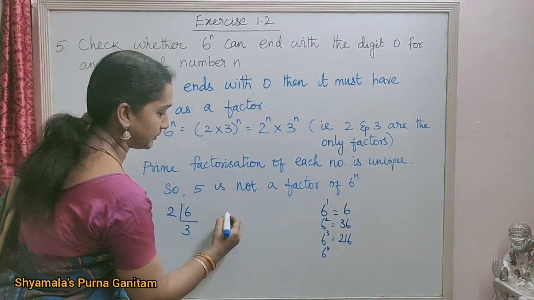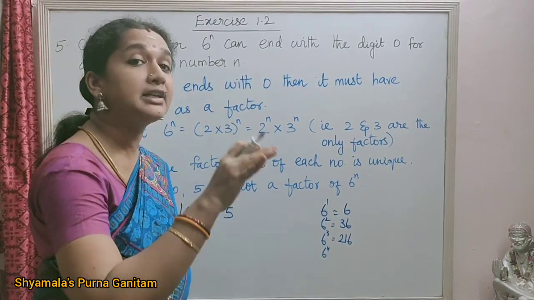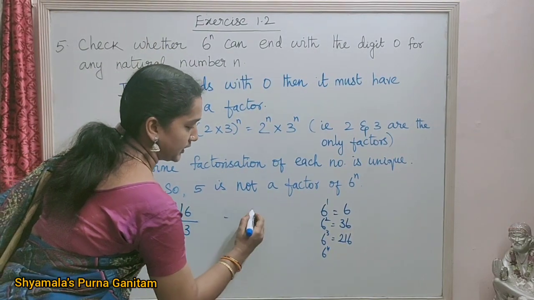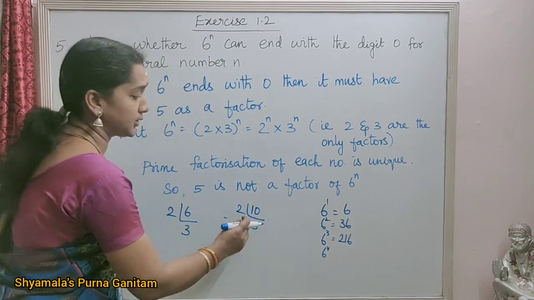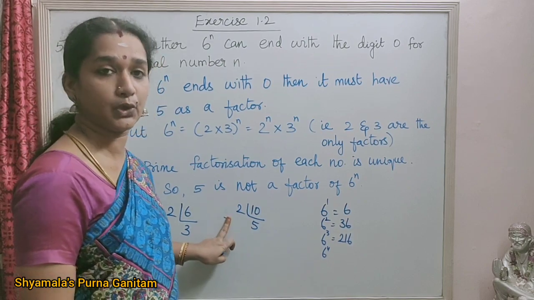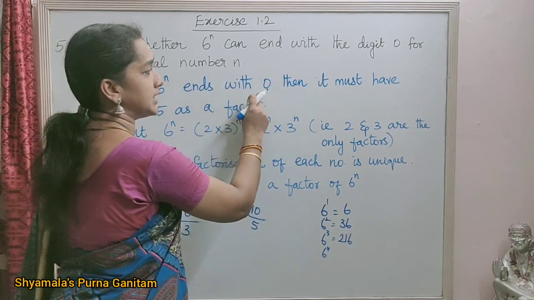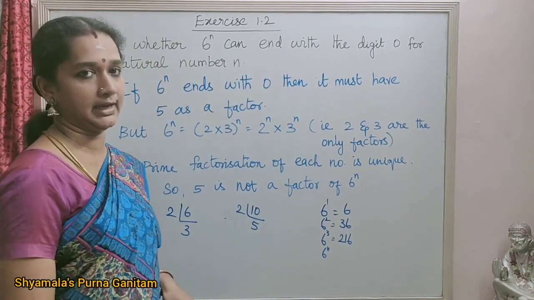Okay, for example, if you have 5 as a factor for that. For example, if you take 10, what are the factors for that? 2 into 5. So that number will end with 0. This is the condition for that. Okay, so if 6 power n ends with 0, then it must have 5 as a factor.